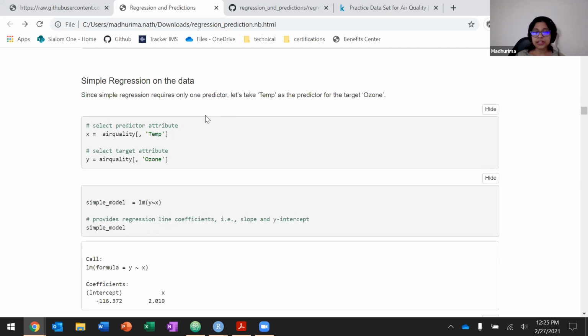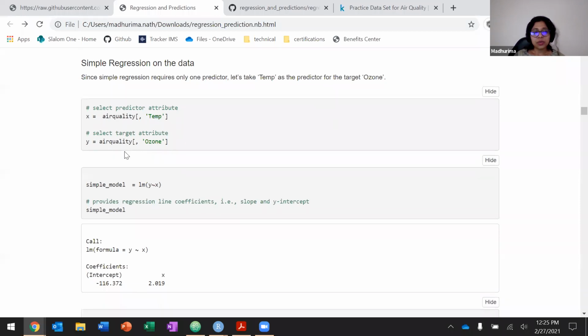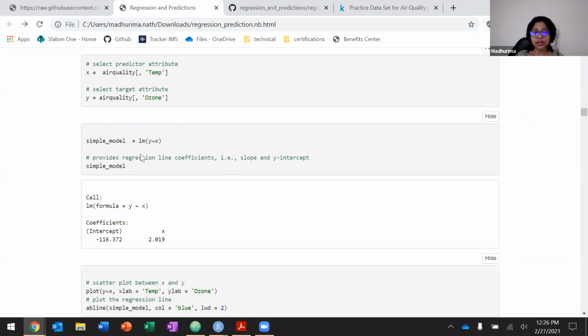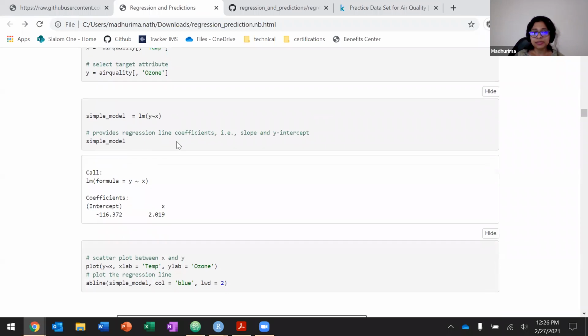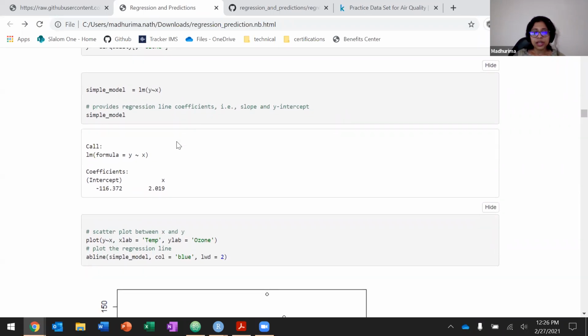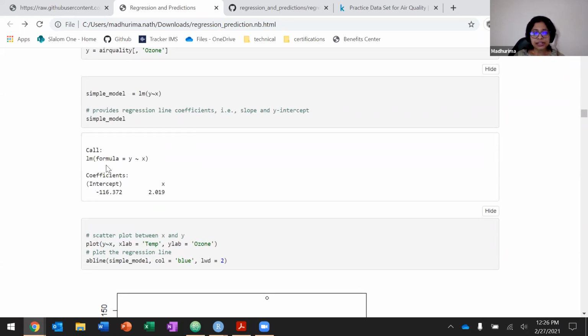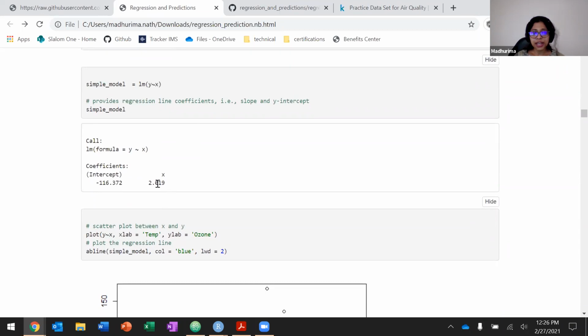I'll start with the simple linear regression, and I will take the attribute temperature as my one predictor to predict the behavior of the target variable, which is ozone. Again, in simple linear regression, we use only one predictor. So we assign the temperature column to my X, the ozone column to my Y, and I use this function to build my simple linear regression model. Once I do that, I get the values for my intercept and my slope.